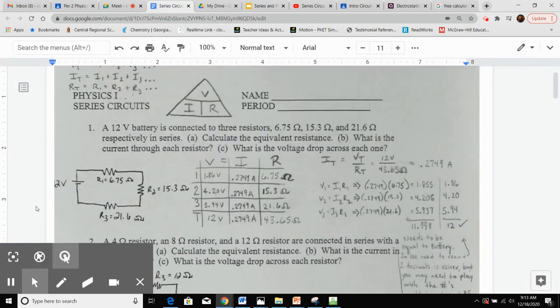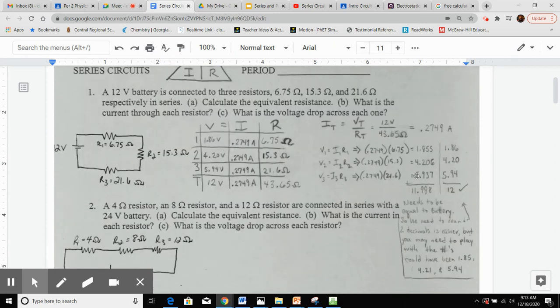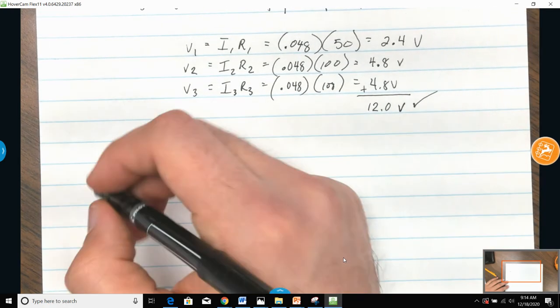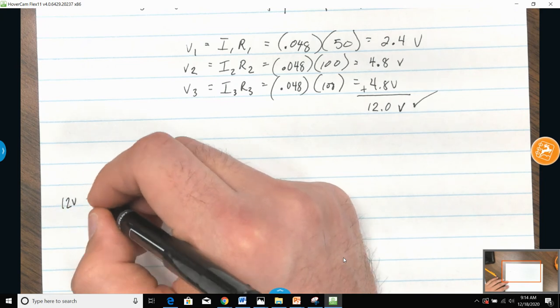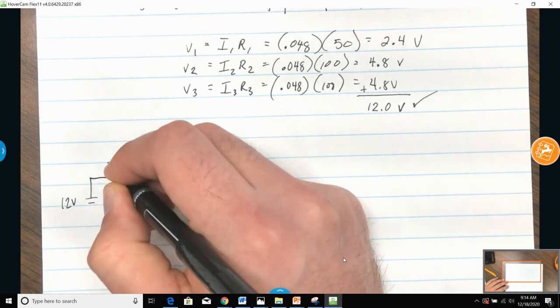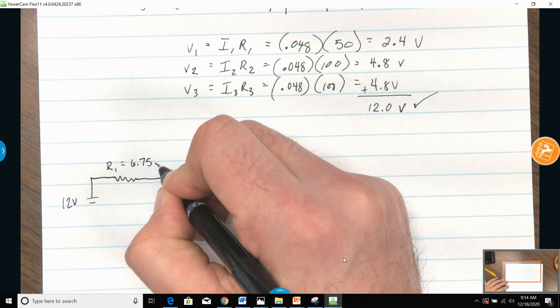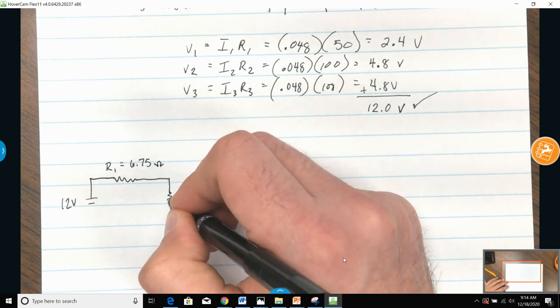So number 1 on your series circuit assignment is already kind of worked out for you, but I'm going to redo it real quick so you can see again how to do these kinds of problems. I'm going to redraw it and then we'll work through it. You have a 12-volt battery connected in series with 3 resistors of these values. This is pretty much just like the one we did, but there's a little bit of different information.